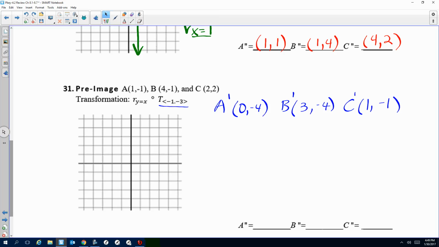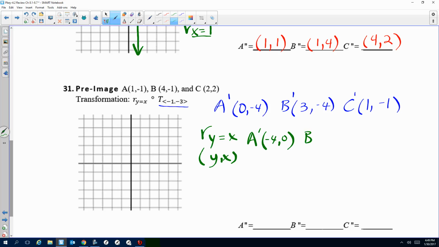What comes after the translation? Exactly, the reflection. Y equals x. Well, the reflection y equals x has the rule y comma x. So for all these points, we are going to basically switch the order. Negative 4, comma 0. B double prime, negative 4 comma 3. C double prime, negative 1 comma 1. And there is our transformation. So that would be basically what goes down here in the blanks.